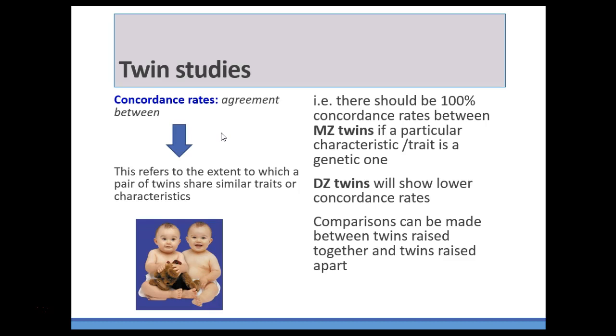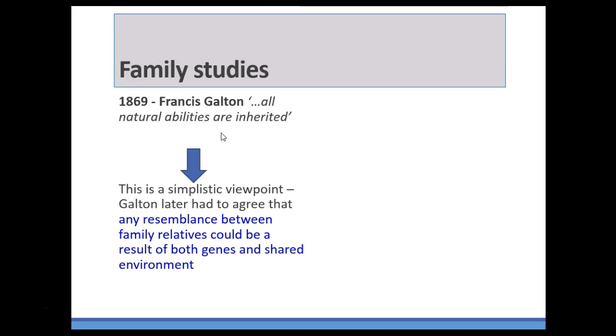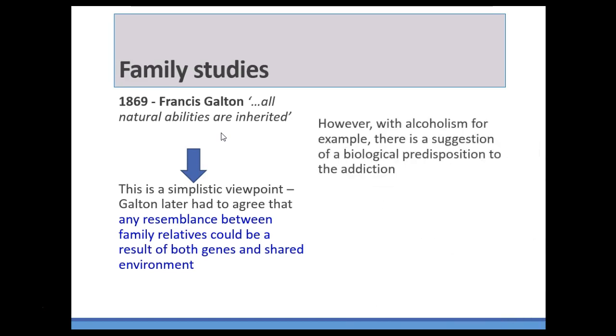We can also make comparisons between twins raised together and twins raised apart. Family studies. In 1869, Francis Galton suggested all natural abilities are inherited. This is a simplistic view. Galton later had to agree that any resemblance between family relatives could be the result of both genes and a shared environment. However, with alcoholism, for example, there is a suggestion of a biological predisposition to addiction.